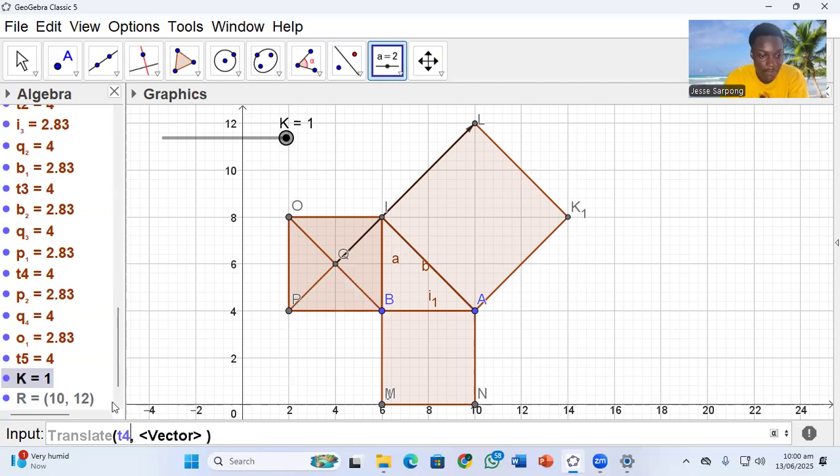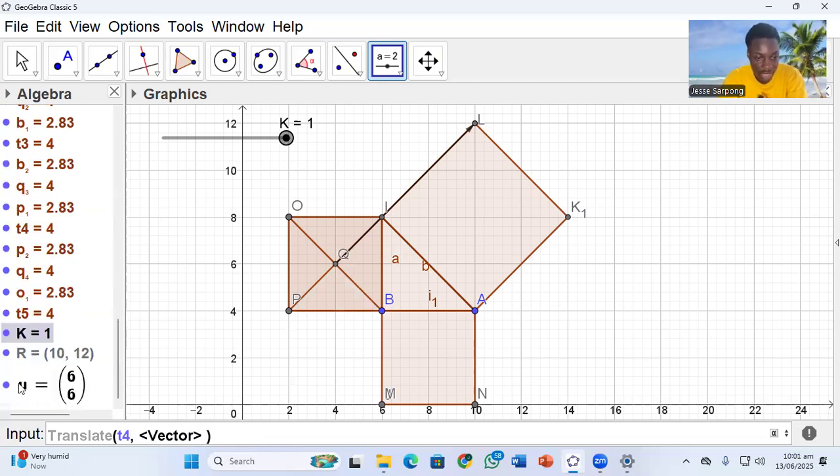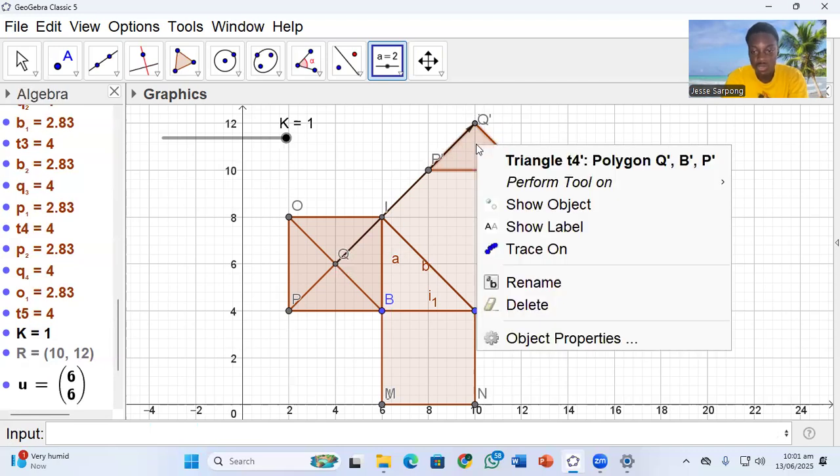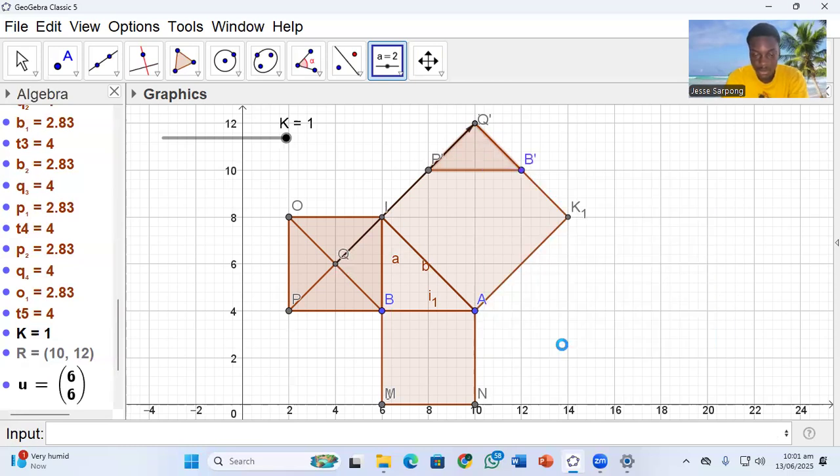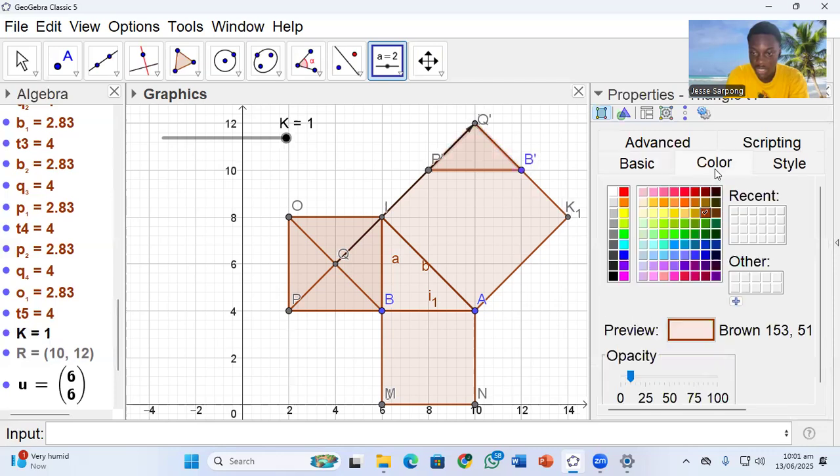Then the vector that I got, you can see it here where the mouse is showing, which is U. So my vector is U, I'll type in my U. You can see that something has moved over here. We have something new over here. Then we go to object properties, then we color it. Now we have our object properties over here, color. We change, let's say we use the color red and increase the opacity.